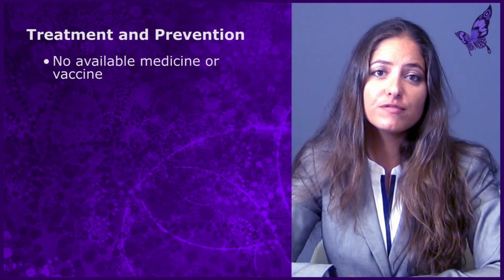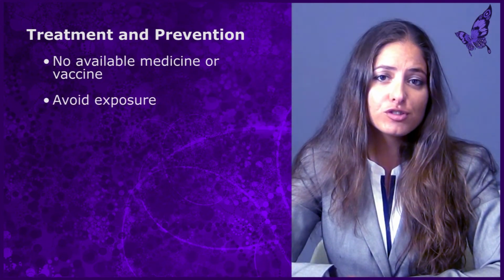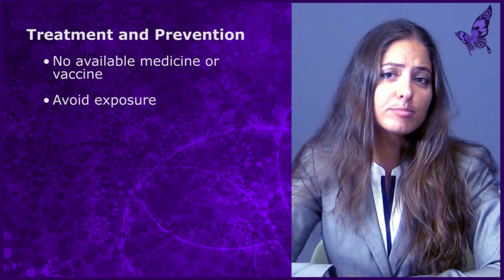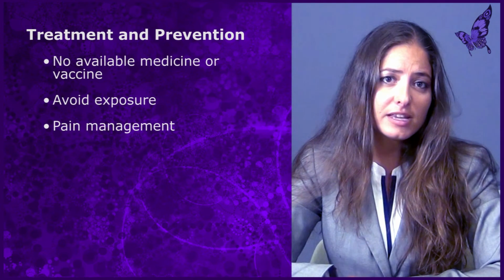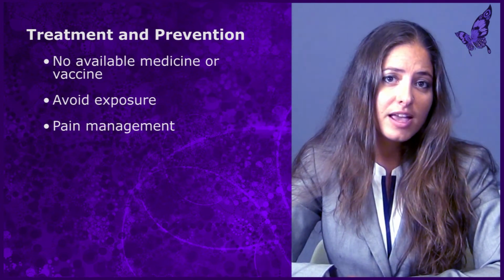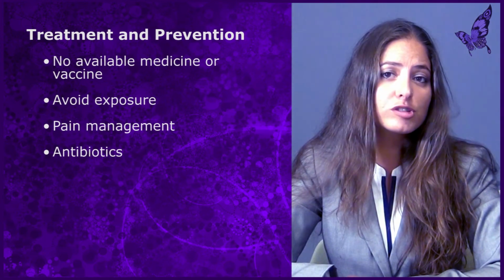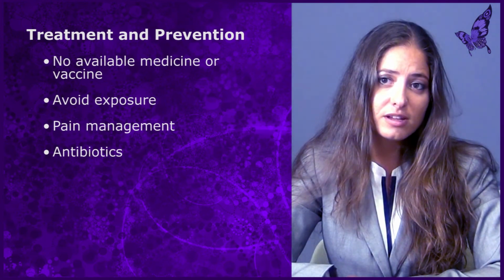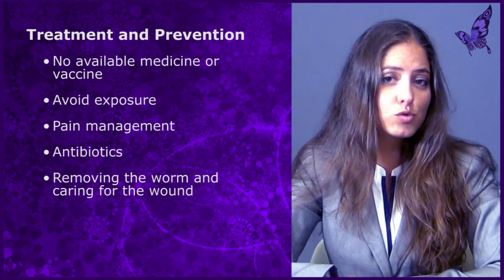At present, no medications are available to prevent or treat dracunculiasis. Avoiding exposure to the worm is the only way to prevent the disease. Pain is managed symptomatically with analgesics. Antibiotics have an important role in management of superimposed bacterial infections. Management includes removing the worm and caring for the wound.